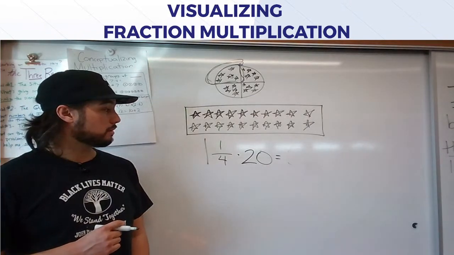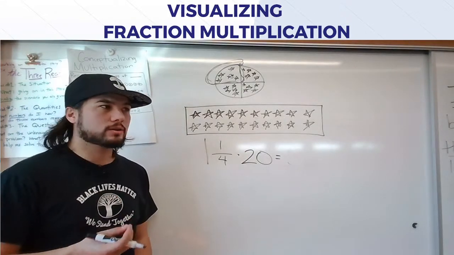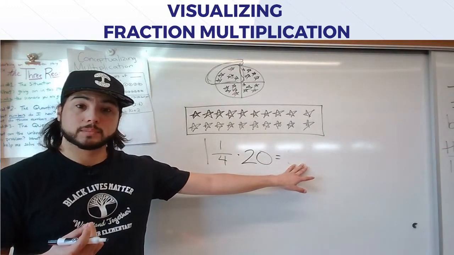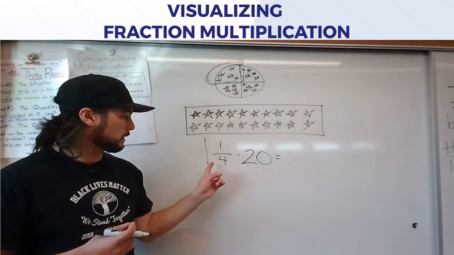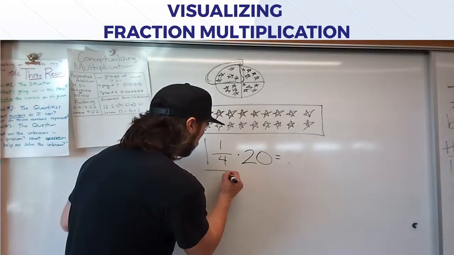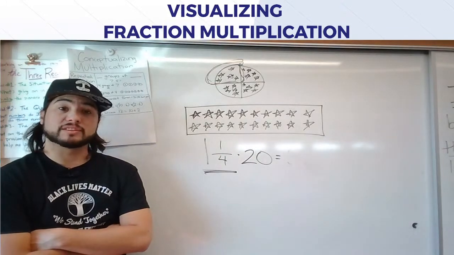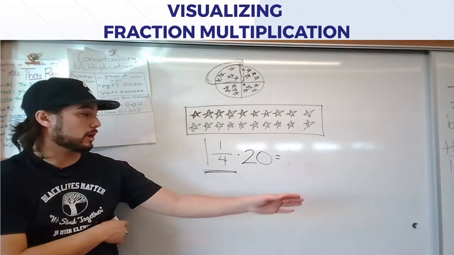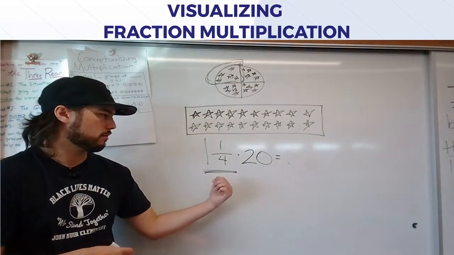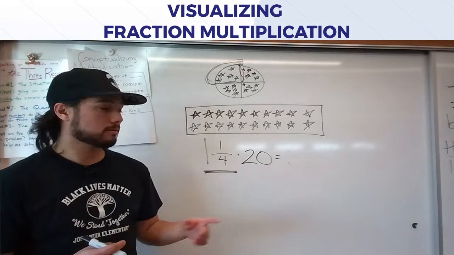1 1/4 times 20. Now, before we even get into what's the value here, let's just do a quick check for ourselves. Is this product going to be greater than or less than 20? Is what we are multiplying 20 by greater than 1? Is that value greater than or less than 1? Remember, if it's greater than 1, our product is going to be larger than our original value. If our value here is less than 1, if we're making less than 1 group, it's going to end up less than 20.